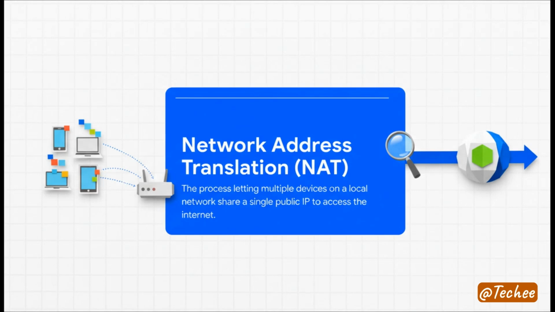It stands for Network Address Translation. And this is pretty much the magic that happens inside your router every single second. NAT is the process that takes all the different requests from all your devices, each with their own private IP, and makes them all look like they're coming from your one single shared public IP address.